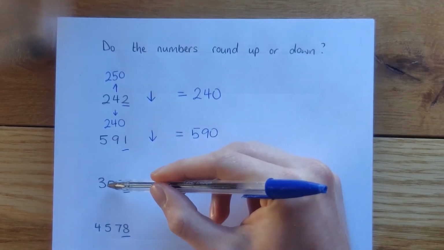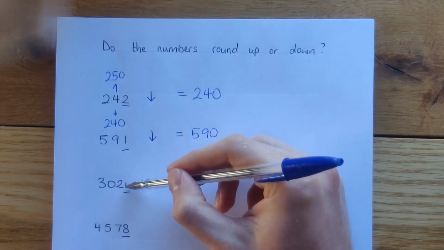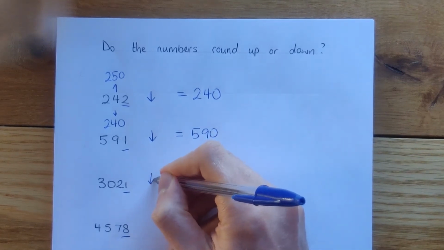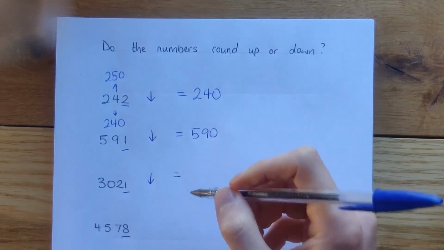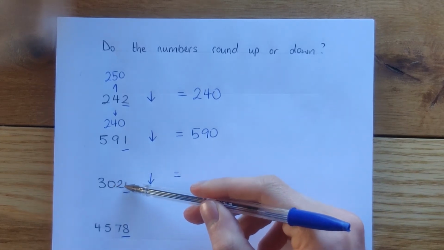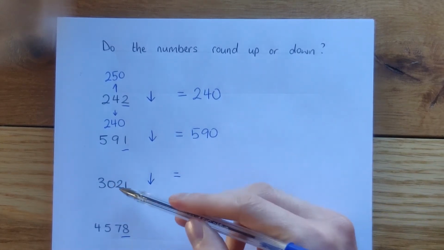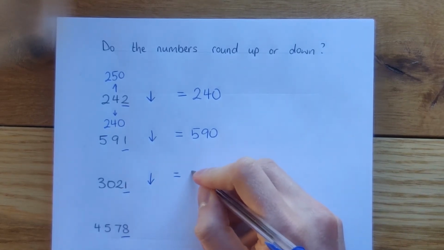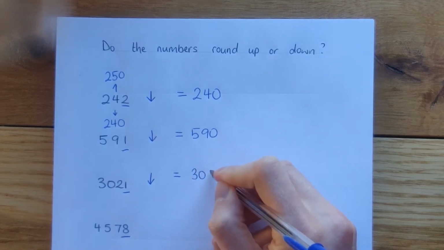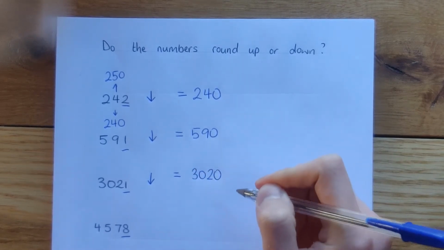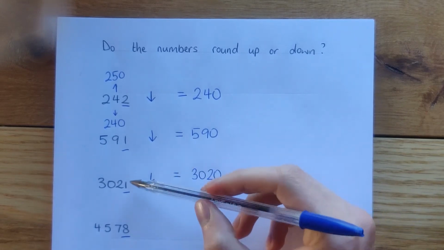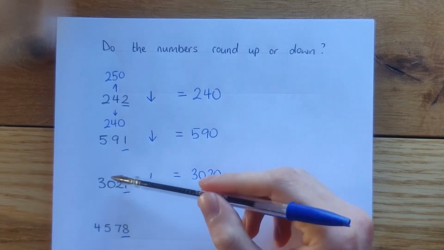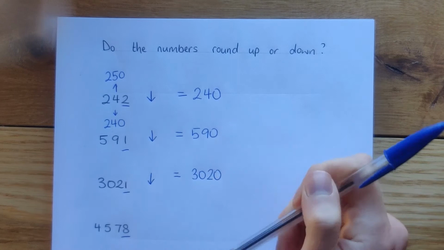Let's have a look at the next one, 3021. Again, we're looking at that 1 in the units column. We want to think that it's less than 5. So again, we're going to go down. In your heads, have a think, what's this going to round to? If we go down to the closest 10, 3021 would be 3020. See if you've done that right in your head, because the closest multiple of 10 to 3021 would be 3020, because 20 is a multiple of 10.